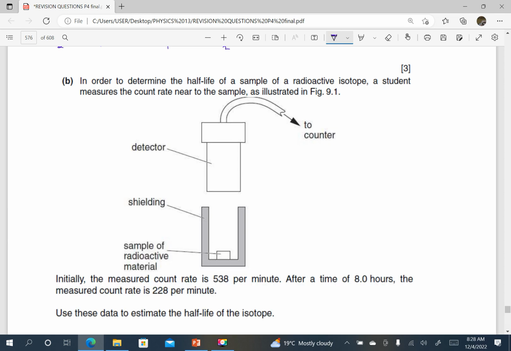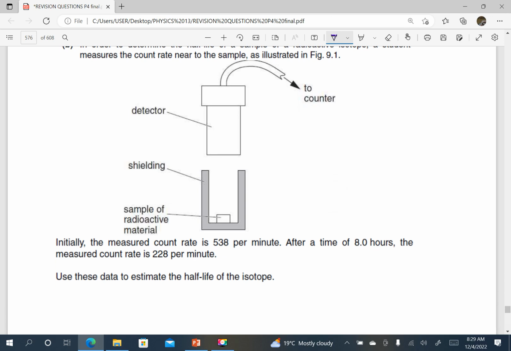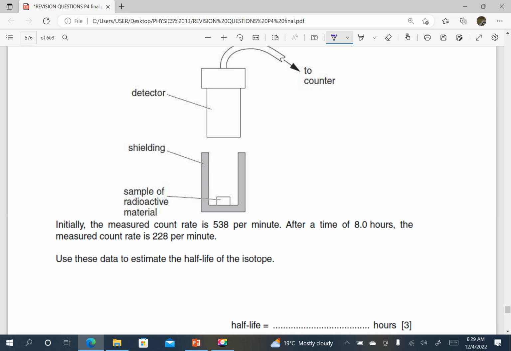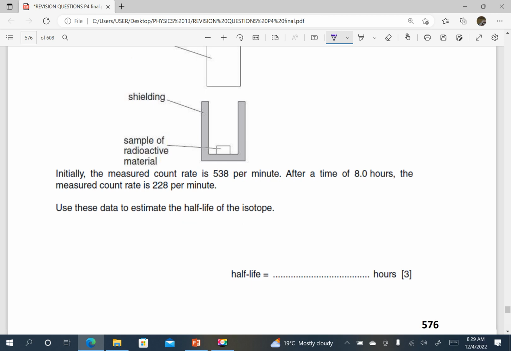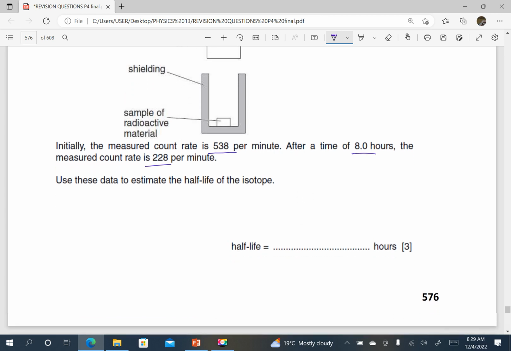In order to determine the half-life of a sample of radioactive isotope, a student measures the count rate near the sample as illustrated here. Initially, the measured count rate is 538 per minute. After a time of 8 hours, the measured count rate is 228 per minute. Use data to estimate the half-life of the isotope.